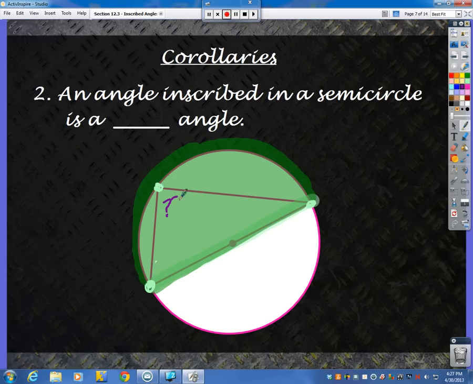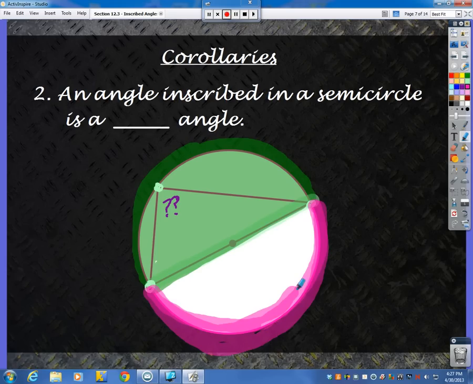Okay, so here's question mark, what is that angle? Well, how big is its arc? Its arc goes all the way from here to here. And how many degrees is that arc? Well, that's half a circle. There's 360 degrees in a full circle. So this is a 180-degree arc. So its angle is half of that. So it's got to be a 90-degree angle. So an angle inscribed in a semicircle is always going to be a right angle.